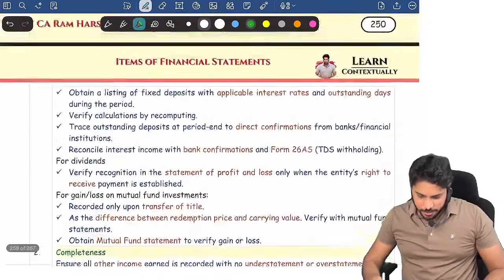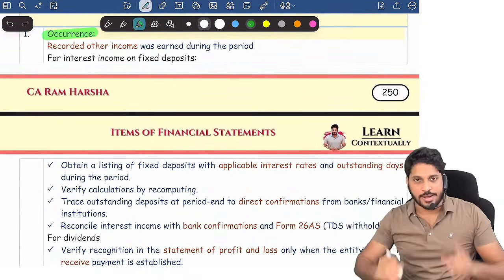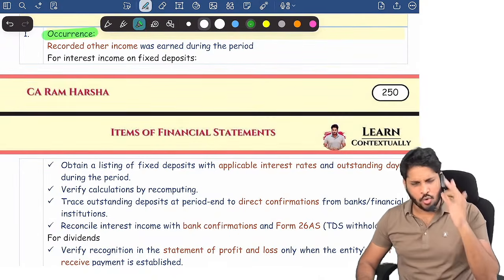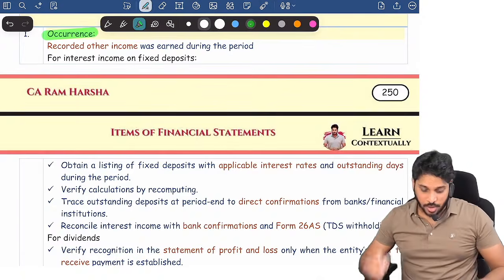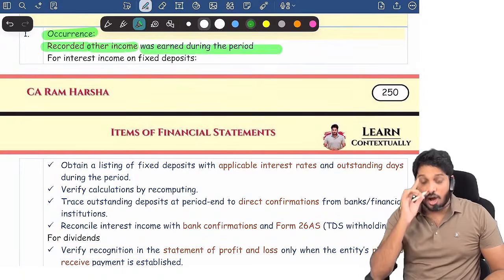Now, what is the audit procedure? In this, occurrence alone is required. Guys, whatever topic I'm revising, only that you touch later on. Only that you revise later on also. Now, occurrence. See that the recorded other income was earned during the period.